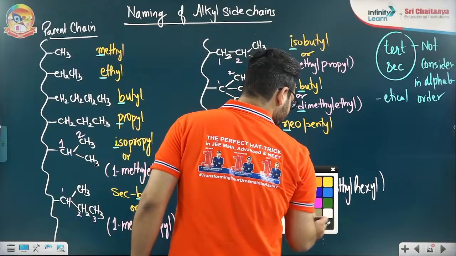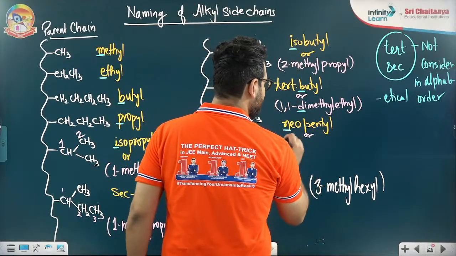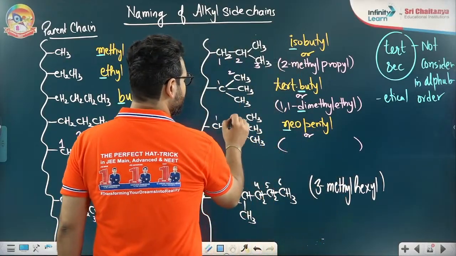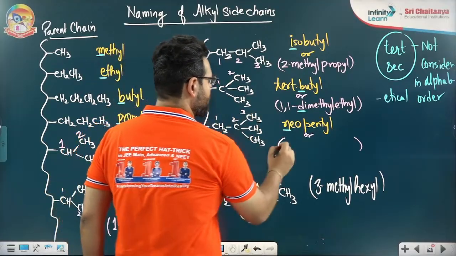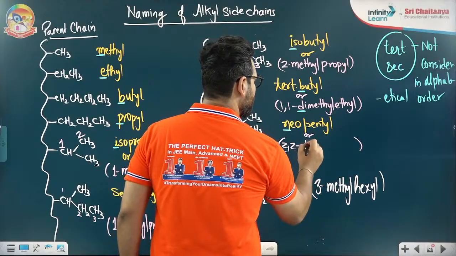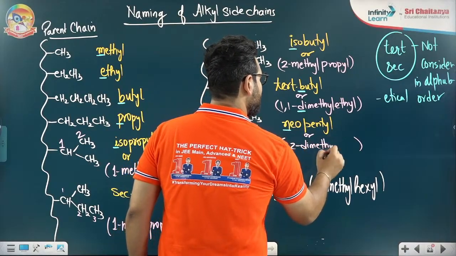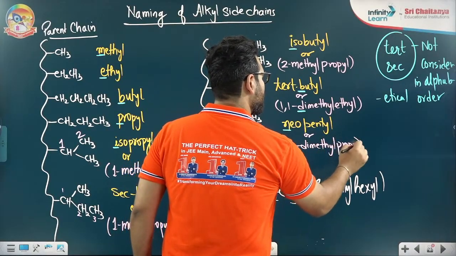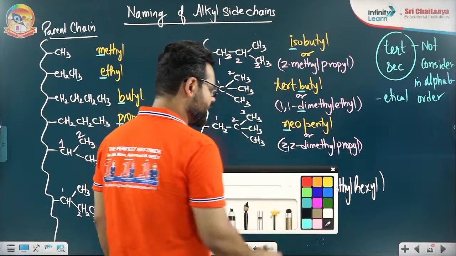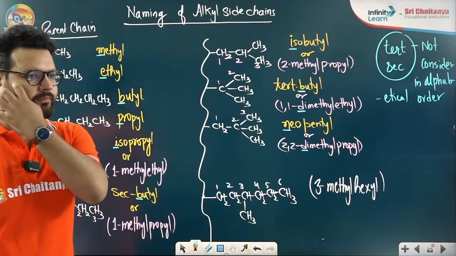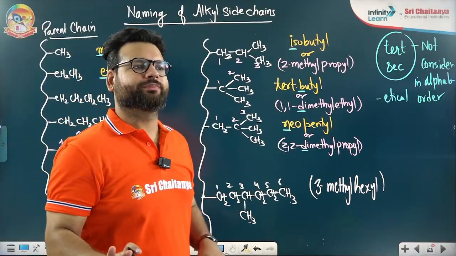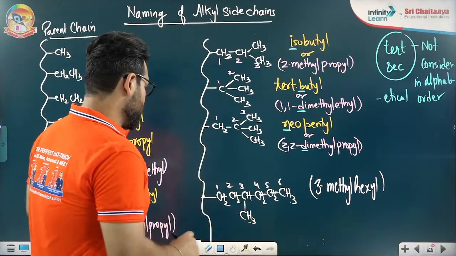Neopentyl can also be called 2,2-dimethyl propyl, with carbons numbered 1, 2, 3. 2,2-dimethylpropyl, and it starts with a D. Very good.